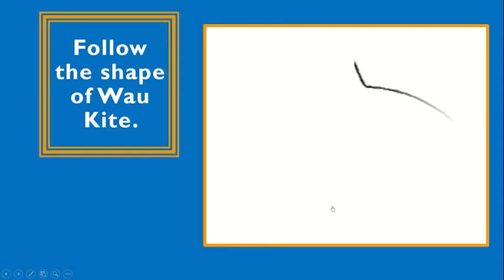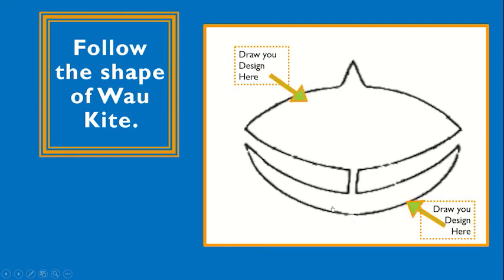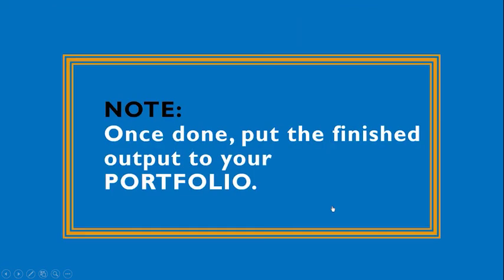First step is to follow the shape of the wow kite. Then, you have to put or draw your design on these spaces. Once done designing your wow kite, you have to write a short explanation of your design on a piece of paper. Again, do this at the end of the lesson. Note, once done, put the finished output in your portfolio.